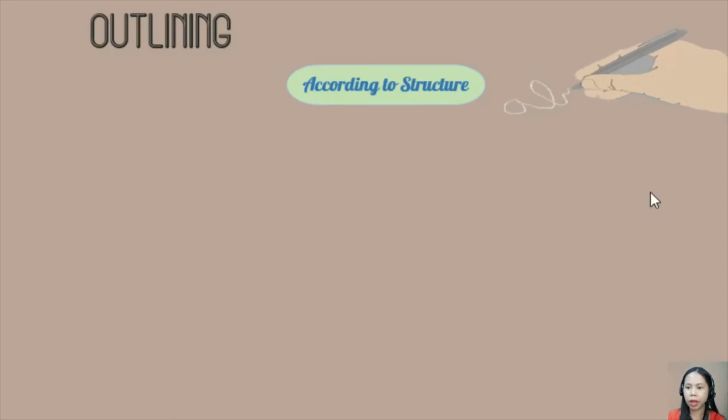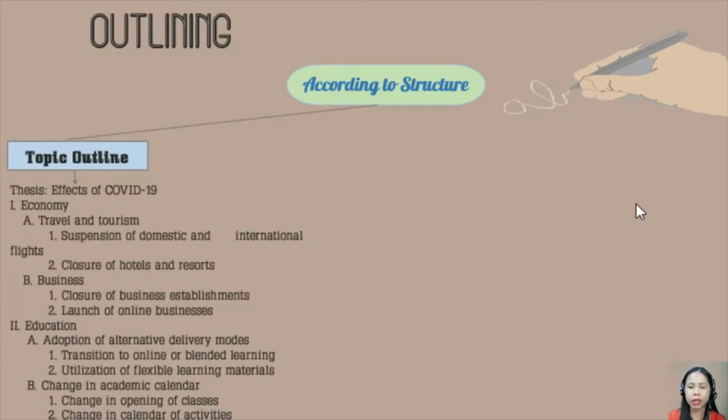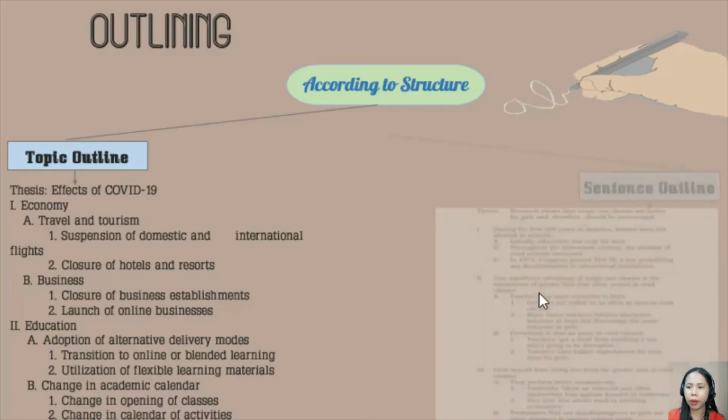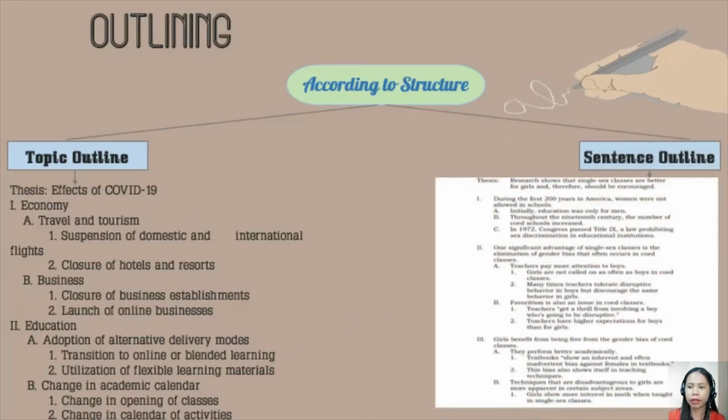We have the topic outline, which is a systematic arrangement of ideas using broad topics in the form of words or simple phrases as headers, as you can see here from our example. We also have the sentence outline, which makes use of complete sentences for its entries. It is otherwise known as expanded outline because its appearance and contents are expanded.